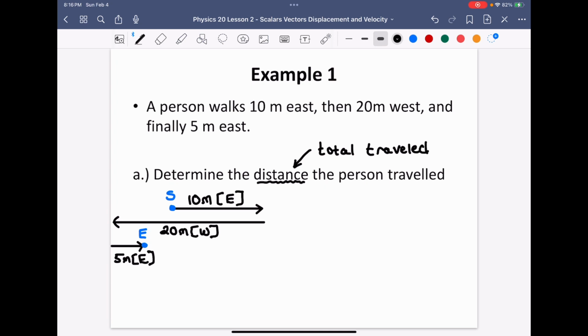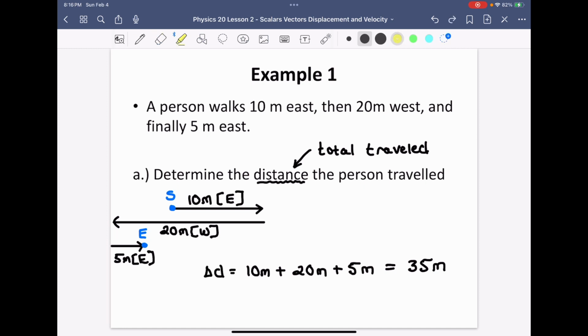Okay. Now, if I add these all together using the proper notation, I'm going to go delta D, or the total distance, is equal to 10 meters plus 20 meters plus 5 meters. Now, if I add these all together, I'm going to get a total of 35 meters. And so this represents the overall total distance traveled along these three legs.